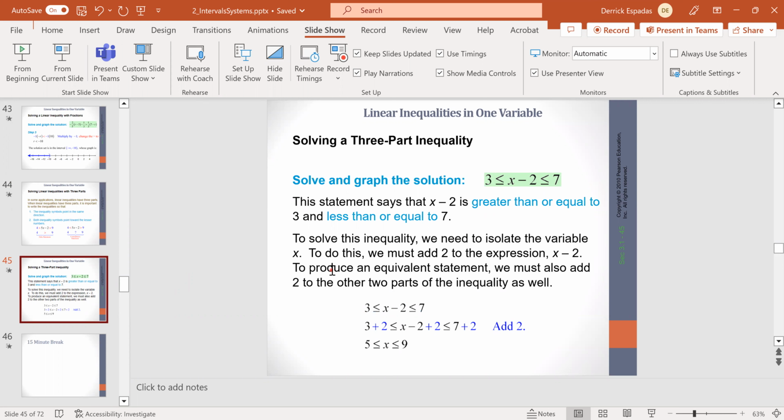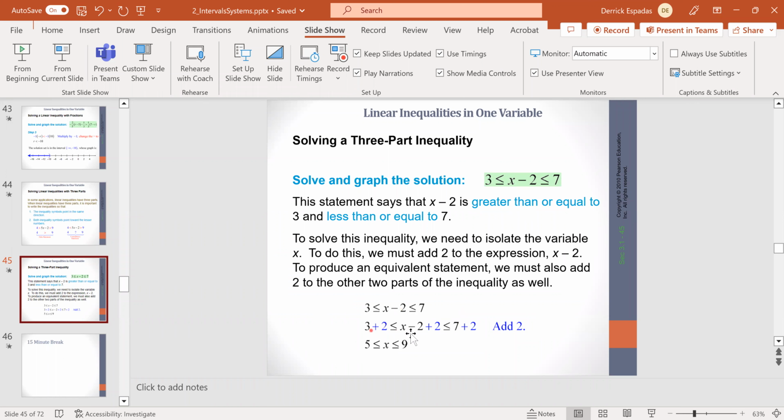So still the same concept. If we have 3 parts, what we do to one part, we have to do to both parts. And so if we take a look at the bottom, we start off with 3 is less than or equal to X minus 2, less than or equal to 7. All right. Now, what we do to one part, we're going to do to both parts. And I want to get X by itself. It's -2. The opposite of -2 is +2. So I'm going to add 2 to all 3 parts.